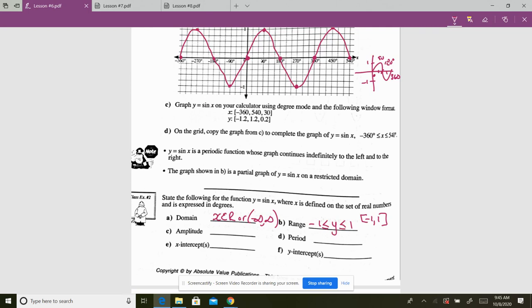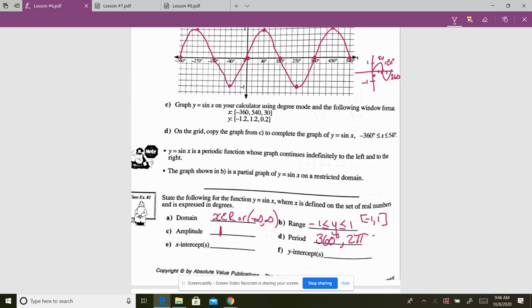Amplitude. What's the amplitude? 1. What's the period? This is important. What's the period of a sine graph? How often does it repeat? 360 degrees. Or if you want to write it in pi, 2 pi. The sine graph repeats every 360 degrees. Okay.